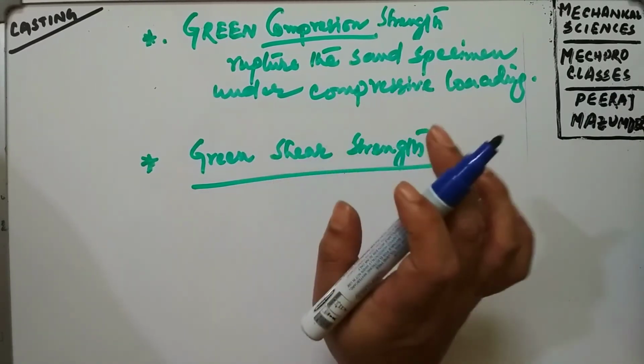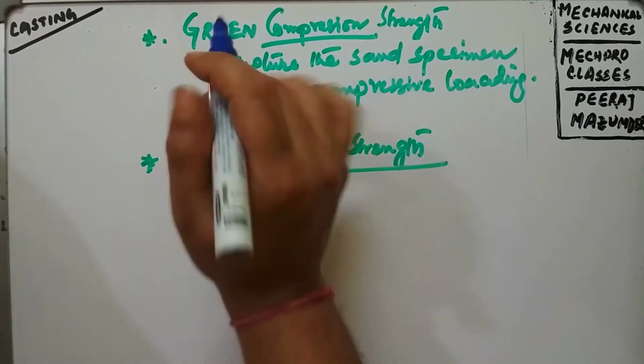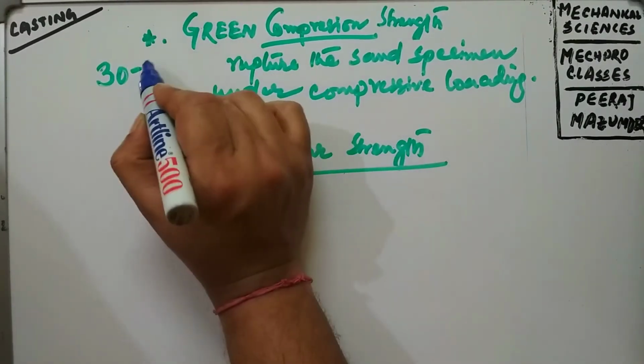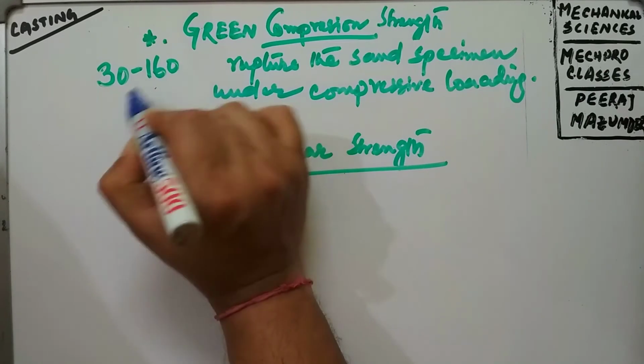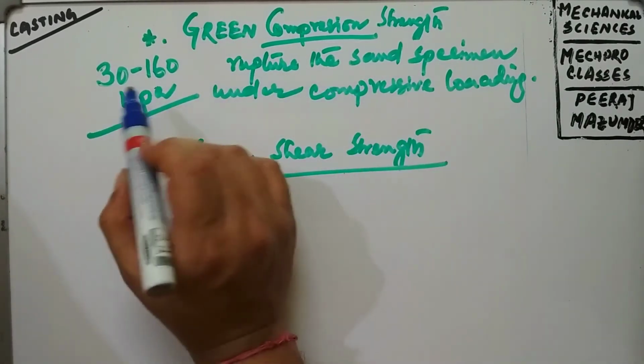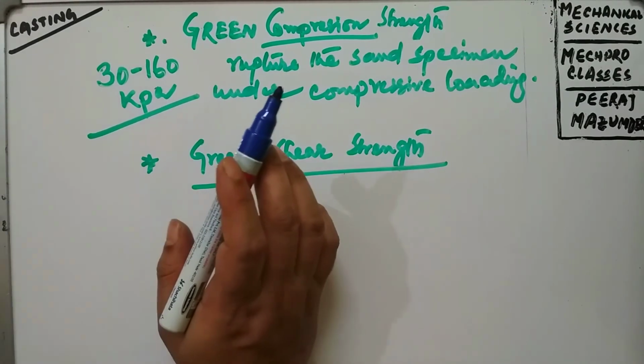Now the range is very important. You must take a note somewhere. The green compression strength generally varies from 30 to 160 kPa for a good molding sand.